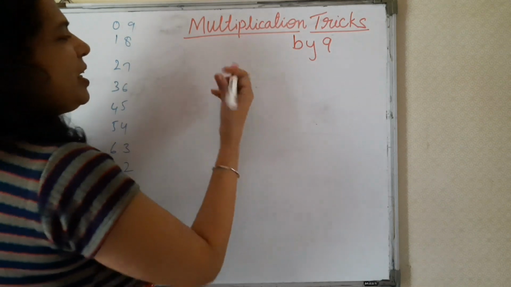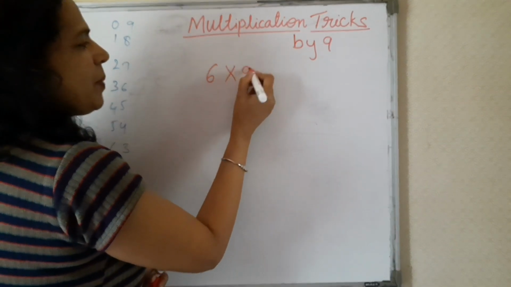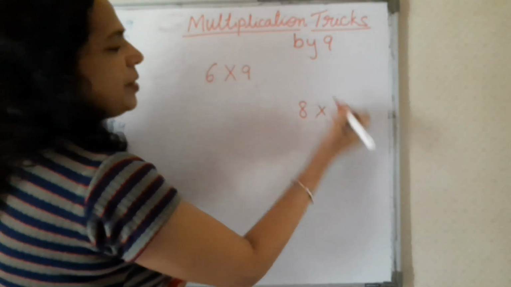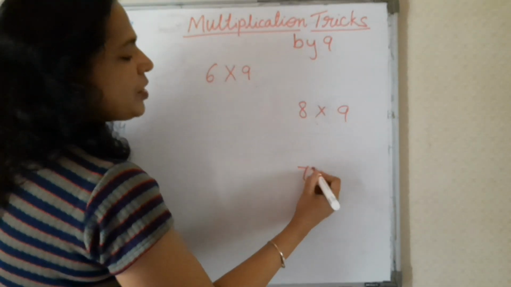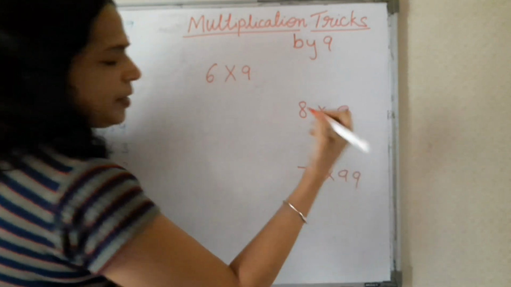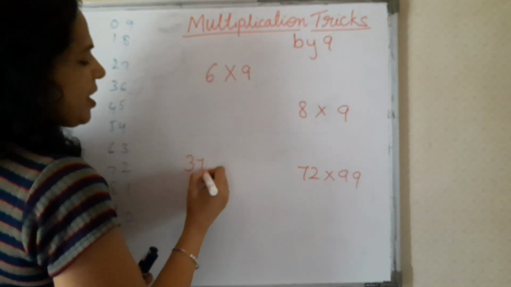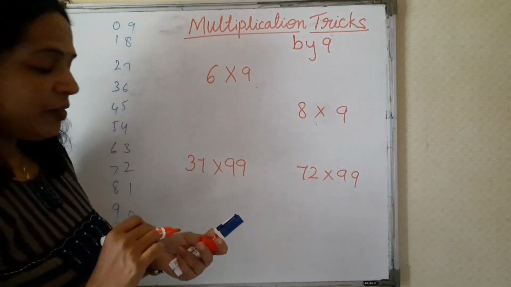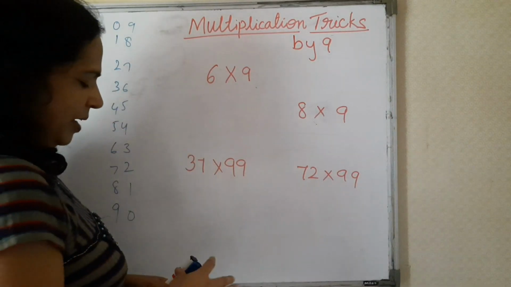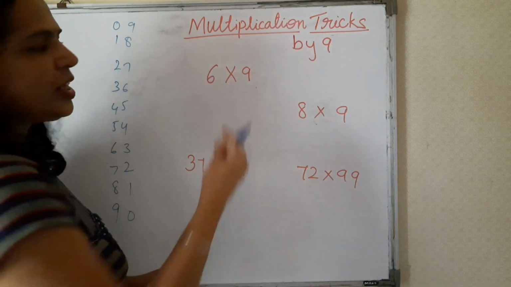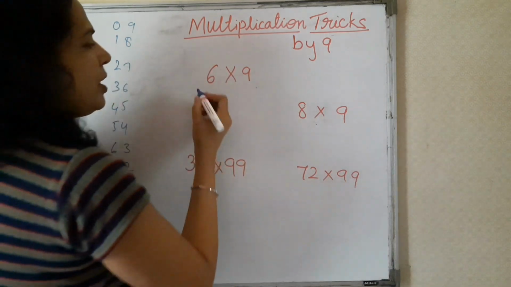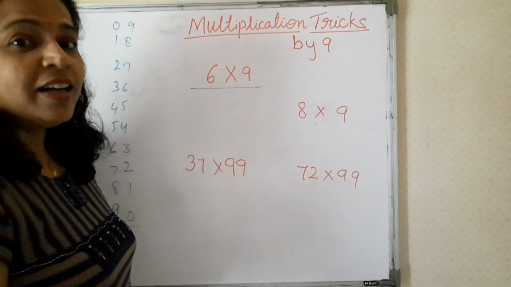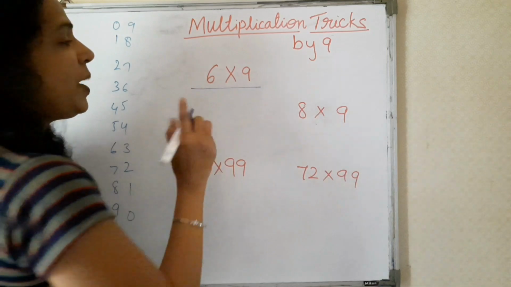Now if I want to multiply 6 multiplied by 9, 8 multiplied by 9, 72 multiplied by 9, 37 multiplied by 9. So how can we do this? Very simple. Two digits can be done if you know the table of 9, but to show you the trick, a simple example is better.